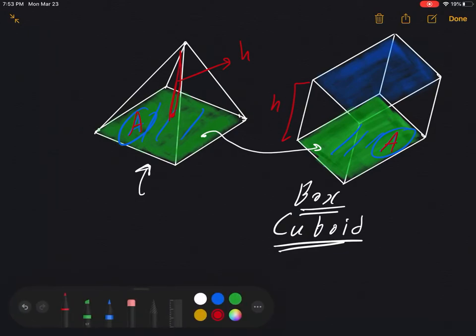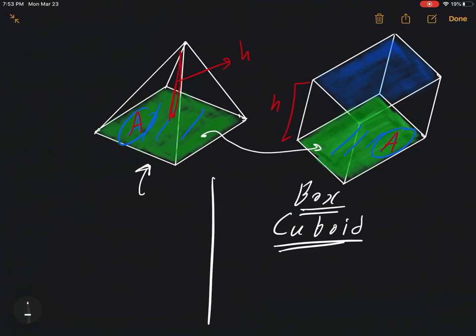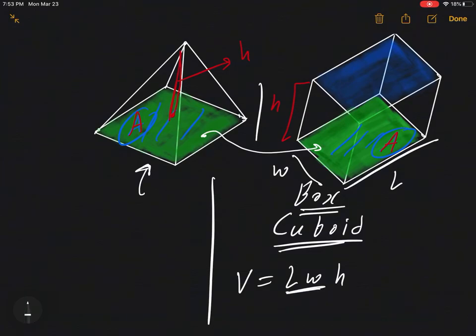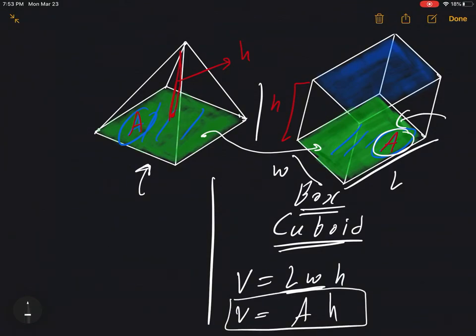We would like to compare the volumes of the box and the pyramid. First, we have studied before that the volume of the box, or the cuboid, is just length times width times height. But the length times the width is just the area of the green base. So the volume is A, the area of the base, which is in red there, multiplied by the height. Great, this is the formula for the volume of the box.